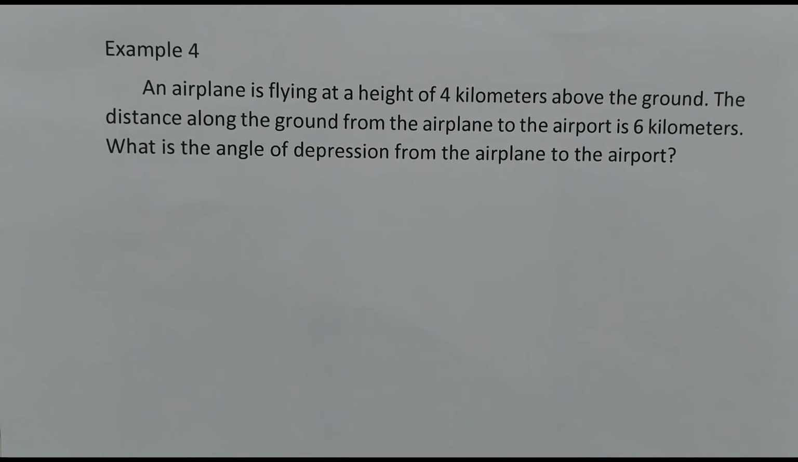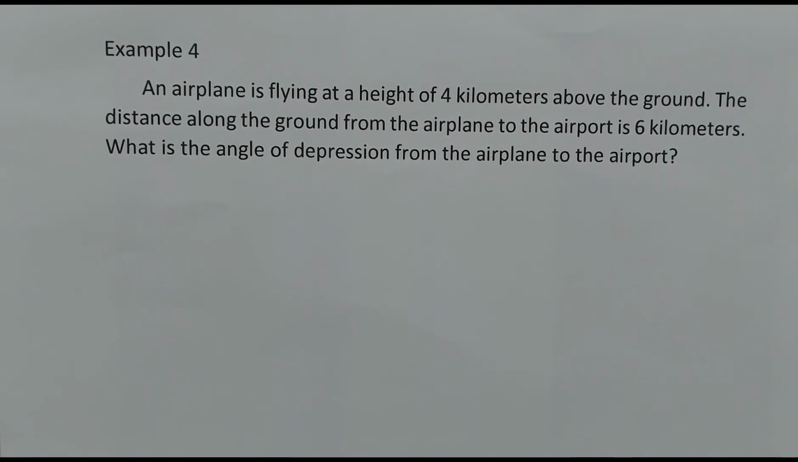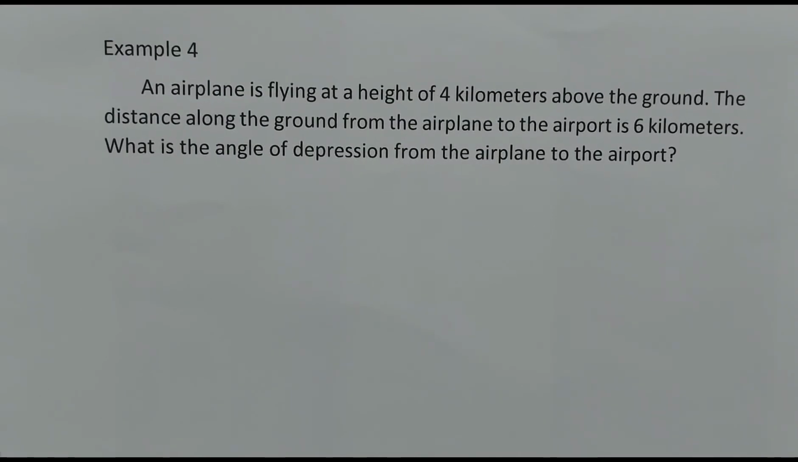Example number 4. An airplane is flying at a height of 4 kilometers above the ground. The distance along the ground from the airplane to the airport is 6 kilometers. What is the angle of depression from the airplane to the airport? Okay, so let us illustrate first.